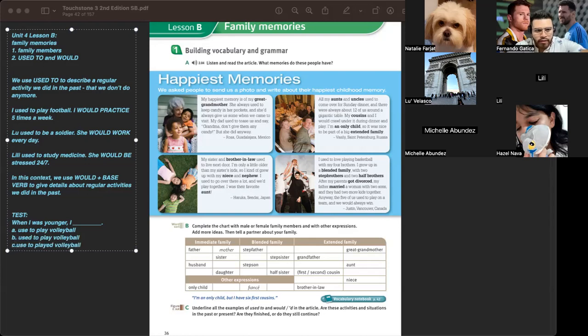It's important that use has a D: used to play volleyball. And after to, you need to use a base verb, always. So letter C is not correct because played is in the past. Letter A is not correct because use doesn't have a D.